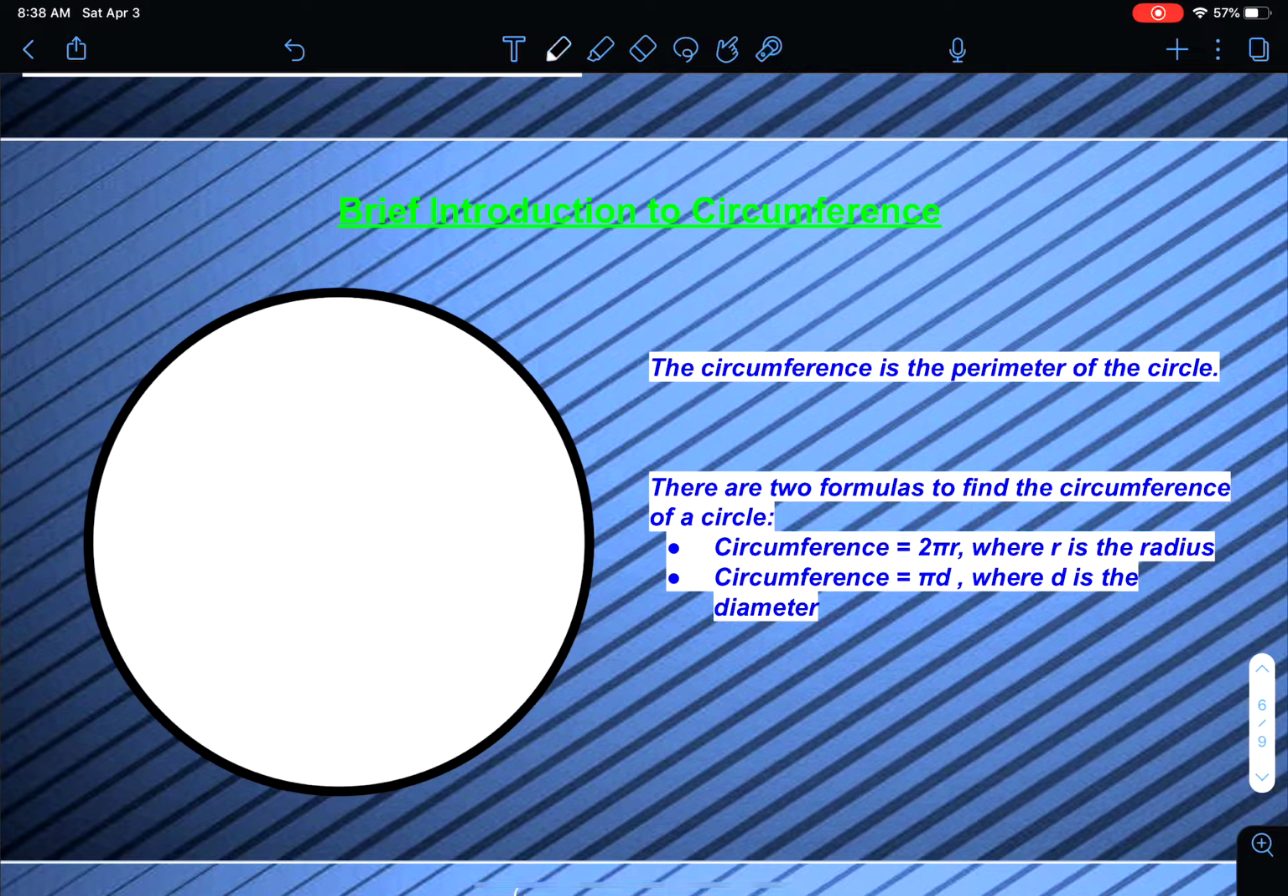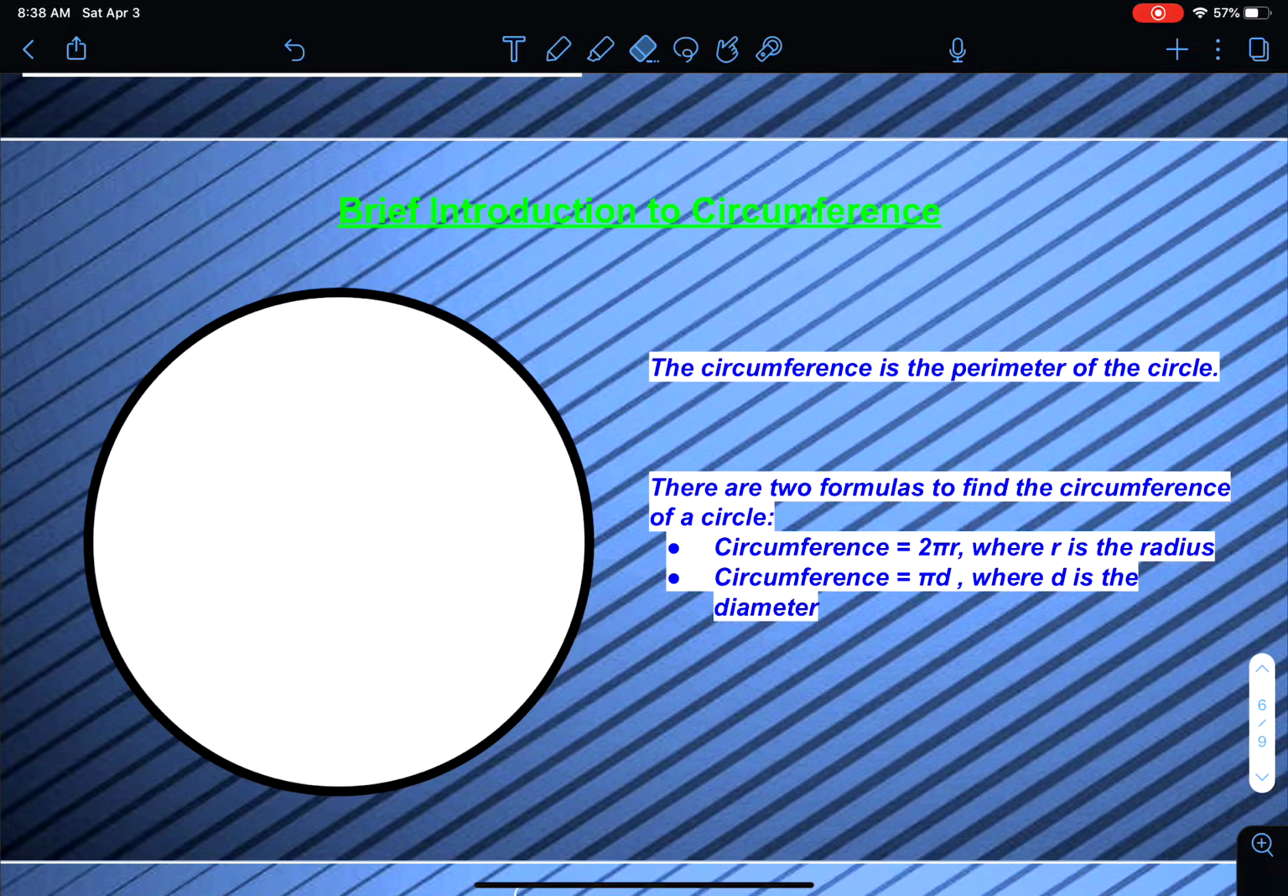Remember what the diameter looks like. It's our chord. Or suppose that you have a center. There's one radius here, and there's one radius here. A radius plus a radius is the diameter.